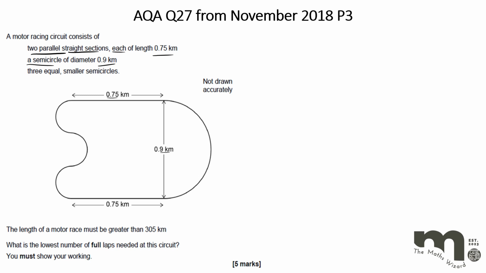And then it says the length of a motor race must be greater, so larger than 305 kilometers. And it says what is the lowest number of full laps needed at this circuit. So we need to make sure we're going to get at least 305 kilometers here. And it says you've got to show your working for this. So why not have a go yourself first? Pause your video and see what you get, and then we can go through it together.